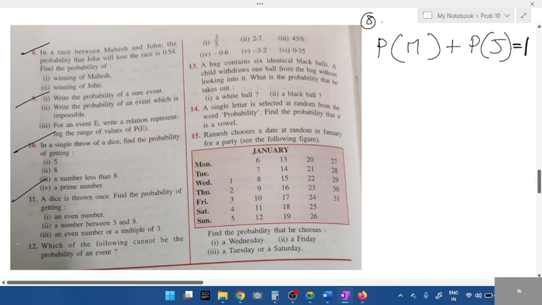Which of the following cannot be even? Okay. 12th one I'll teach you all. 13, 14. Will you try these questions? 8 to 14?